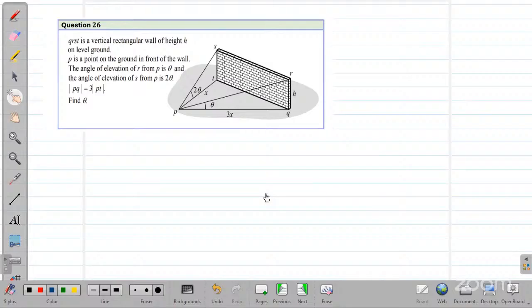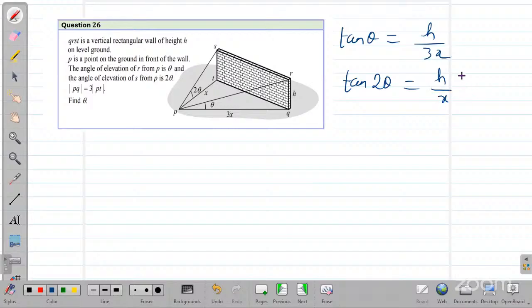PQ is equal to 3 times PT. So PQ I can take as x. Now here we simply apply the tangent formula, right? So tan theta will be h over 3x and tan 2 theta will be h over x. So tan 2 theta is equal to 2 tan theta divided by 1 minus tan square theta.